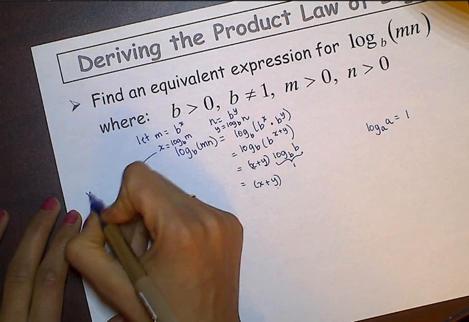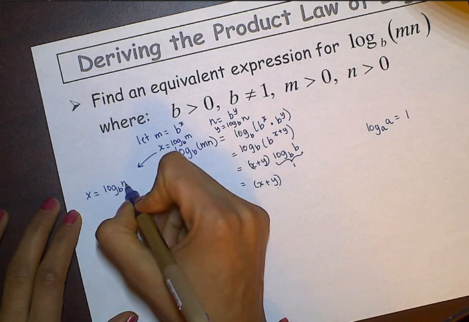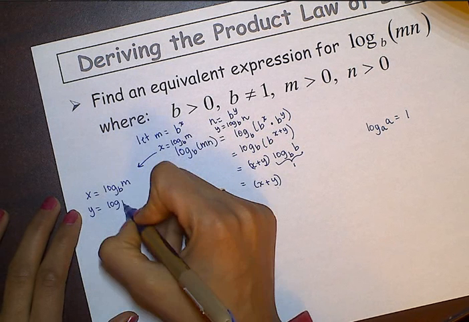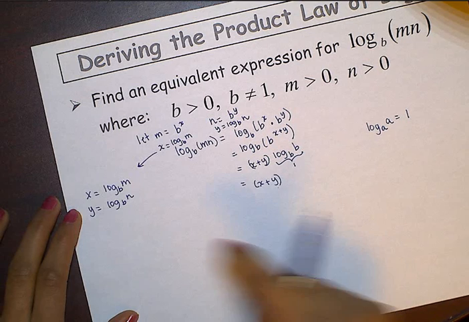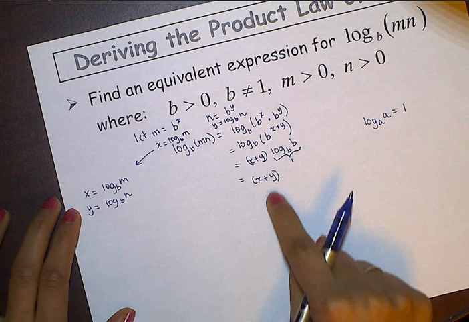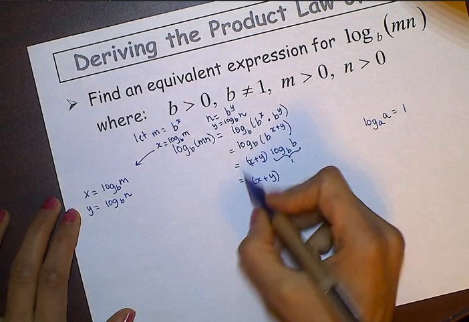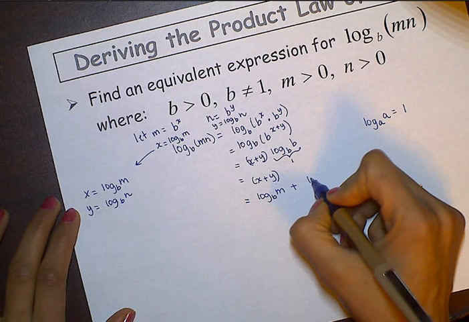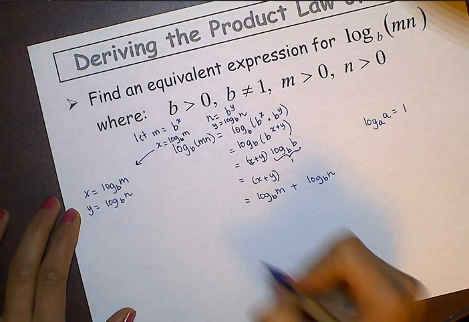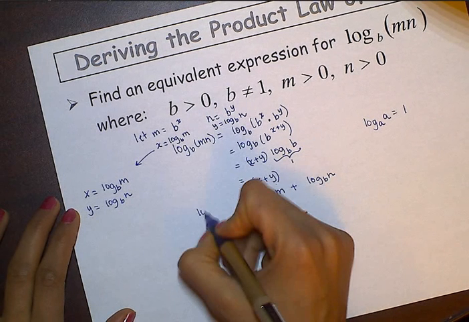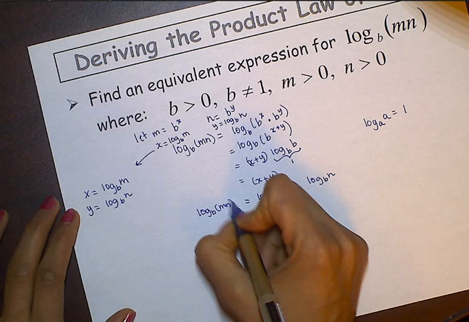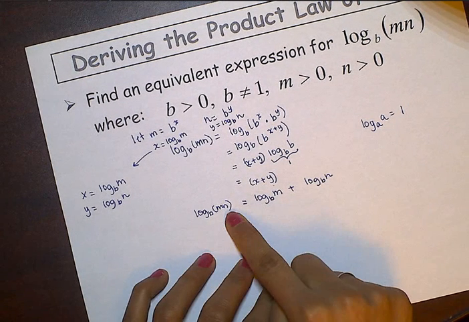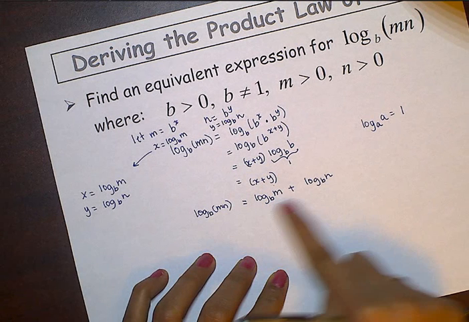And now I'm going to take those two equations and substitute them into my expression here. So I have log b of m plus log b of n. And I'm just going to copy this down right here. So log b of mn. So essentially what you can see here is that the log of a product is actually equal to the sum of their individual logs. And that is the product law of logs. I'm just going to highlight that for you. This is called the product law of logs.